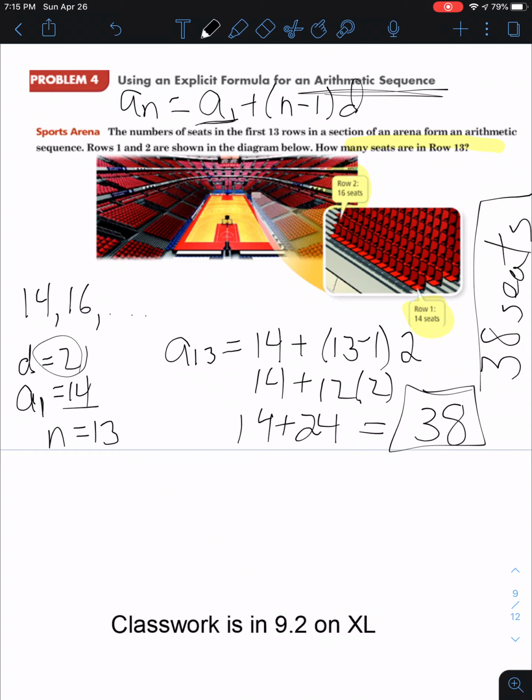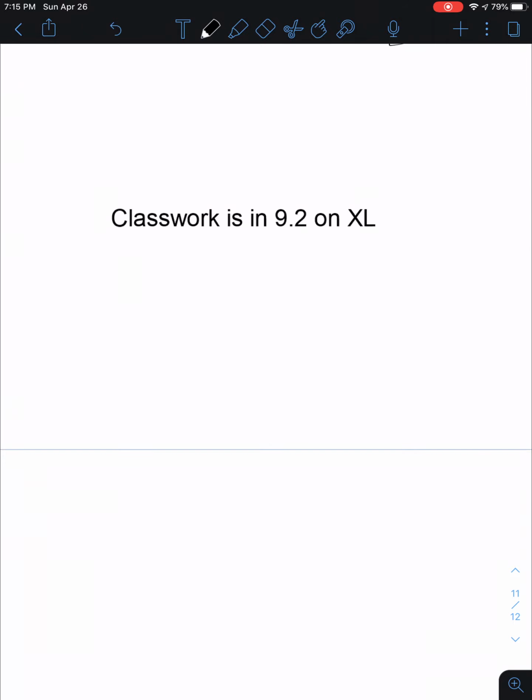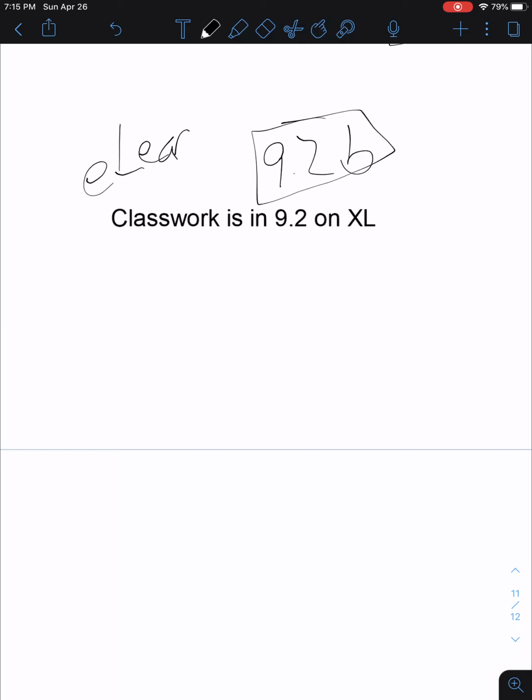That's my answer. Now, your homework is 9-2B in the work set, and it will be eLearn. I think the date tomorrow is 4/27. So 4-27, eLearn, 9-2B.